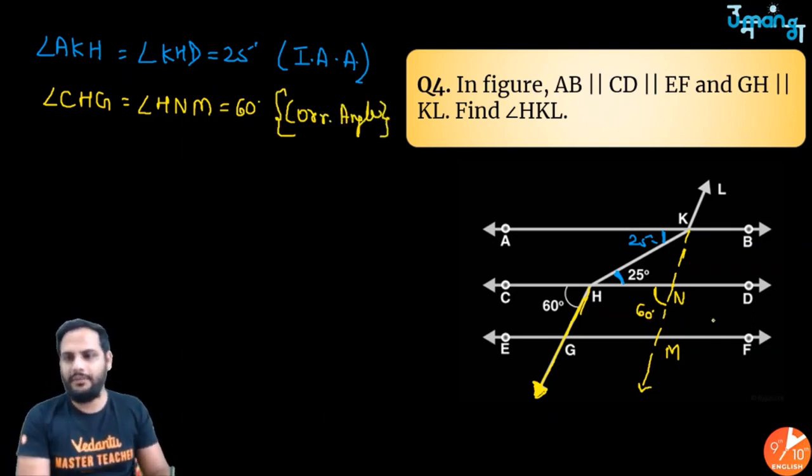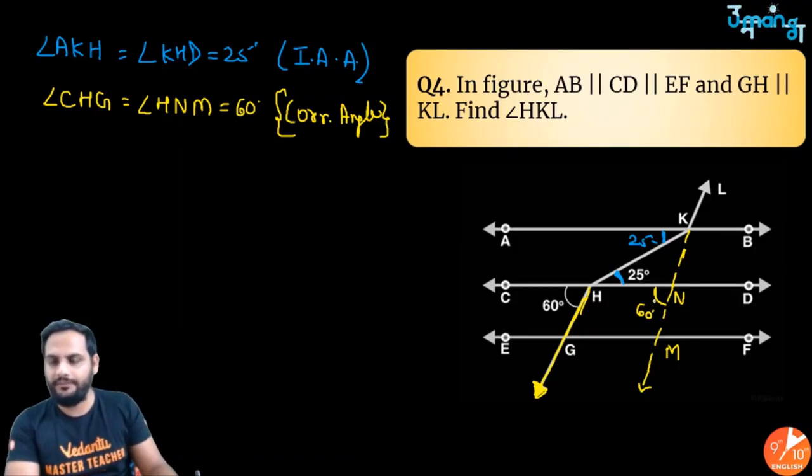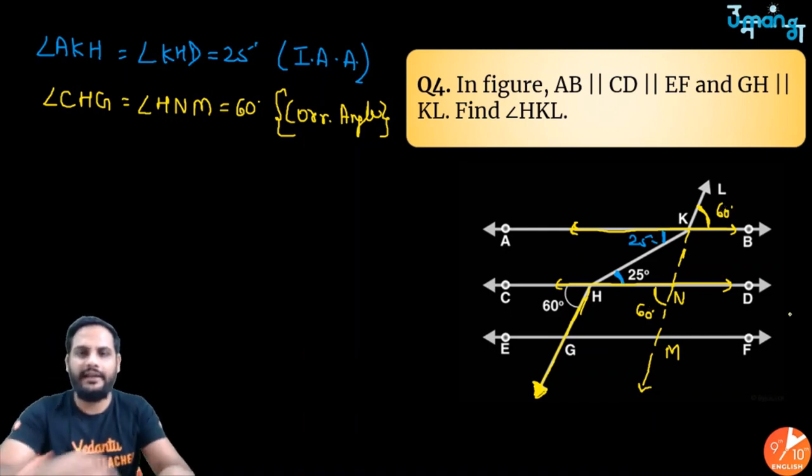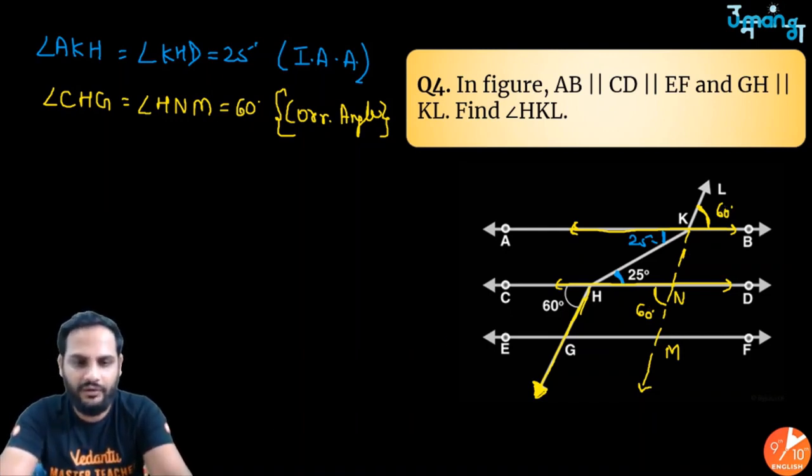Now tell me one thing, if this angle is 60, then I can say for sure, if I talk about the lines AB, earlier I was talking about the lines HG and KL, now I am talking about these two lines AB and CD. So if it is 60, this will also be 60. By what? I can say they both will be 60 because, look, both are exterior and on the opposite side of the transversal.